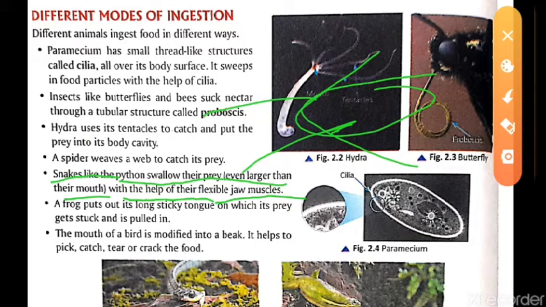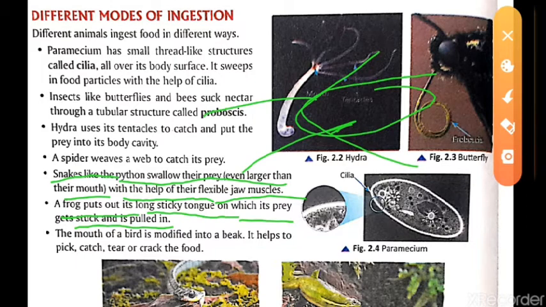The second last is the frog. It puts out its long sticky tongue, on which its prey gets stuck, and it pulls it in. Now what the frog is doing is using its large tongue to stick its prey.